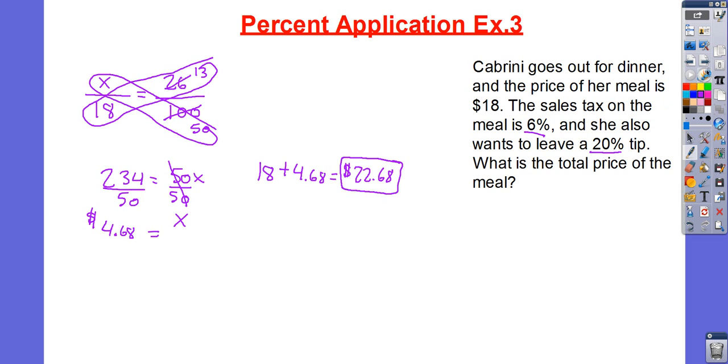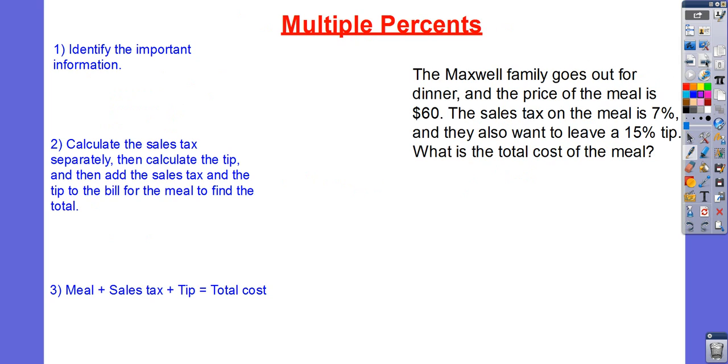Now let's go ahead and do this in one more example. So this is percent application, but what we're really doing is multiple percents. What we did in that last problem was identify the important information first, then calculate the sales tax, and then calculate the tip. We could do that separately, but mathematically it's the same thing. So we could actually combine those percents in order to get our total cost at the very end. So let's go ahead and do this one more time.